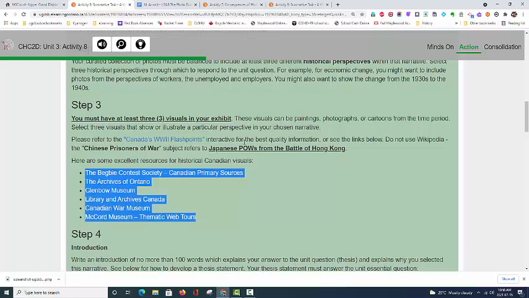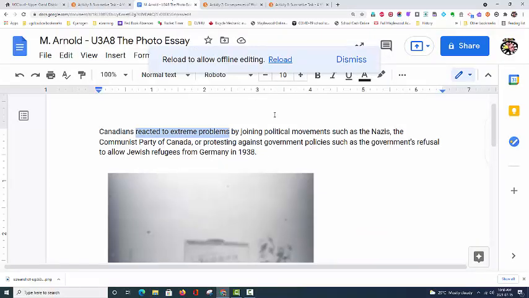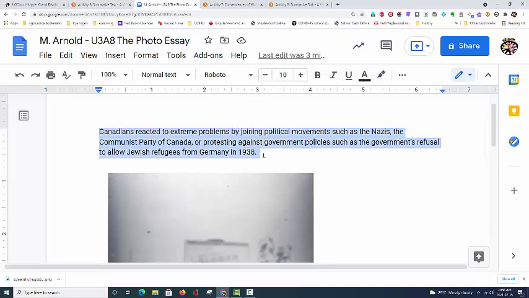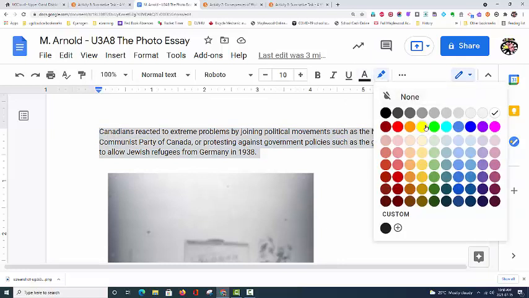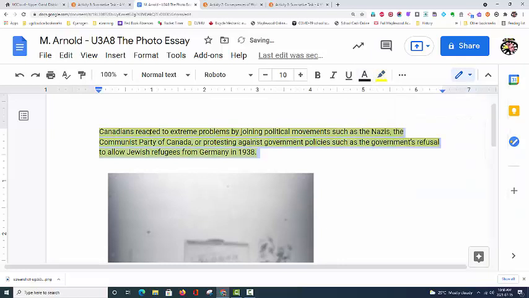Let's take a look at what an introductory statement looks like. As I said, the first portion of your photo essay is going to be your introduction. You can see in this introduction there is a clearly stated opinion statement. So Canadians reacted to extreme problems by joining political movements such as the Nazis, the Communist Party of Canada, or protesting against government policies such as the government's refusal to allow Jewish refugees from Germany in 1938.